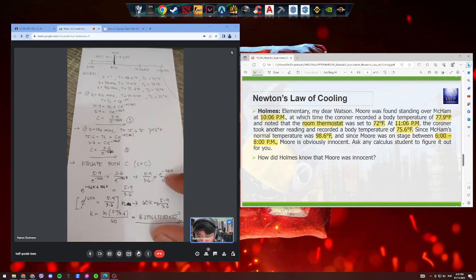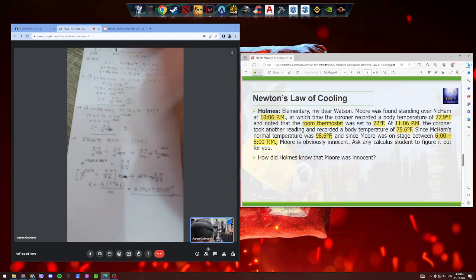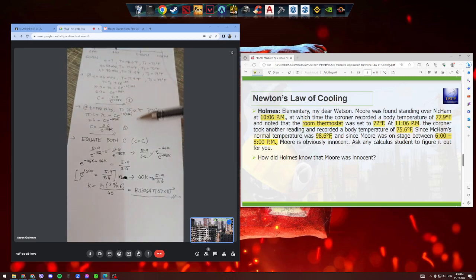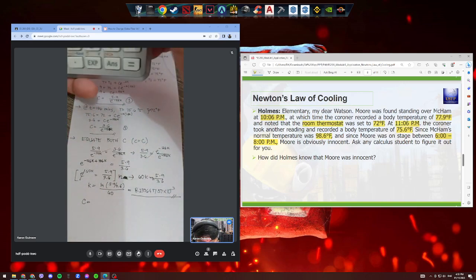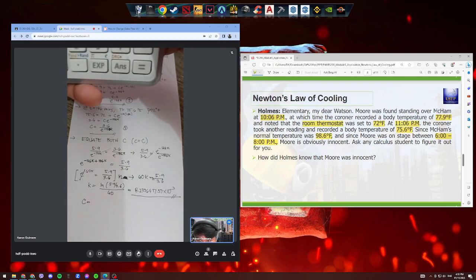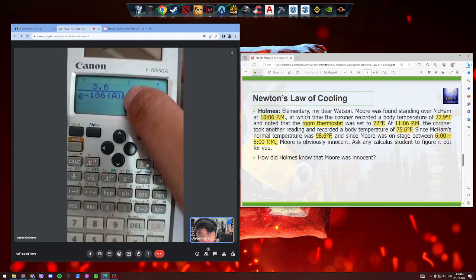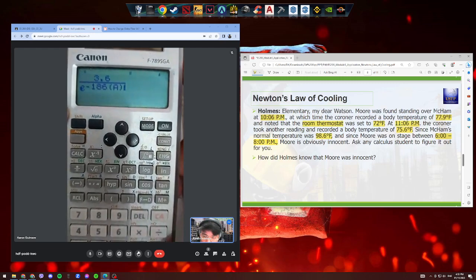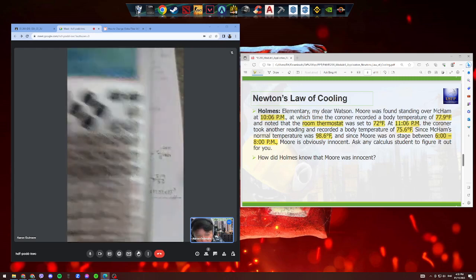Having the value of k, we can simply substitute it into equation 1 or 2; substituting into equation 2 gives the same result. We can now get the value of C, which is 3.6 over e to the power of negative 186 times A. You put the A because you shift stored it. This is now the value of C: 16.65.